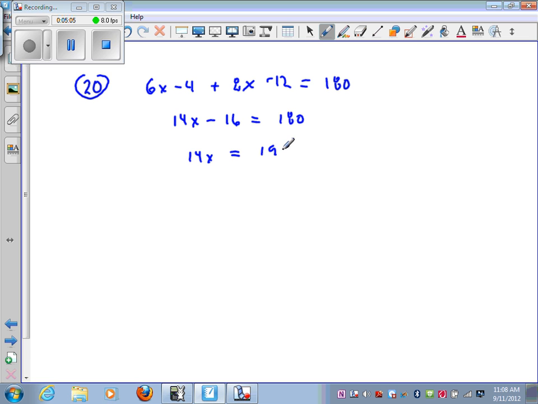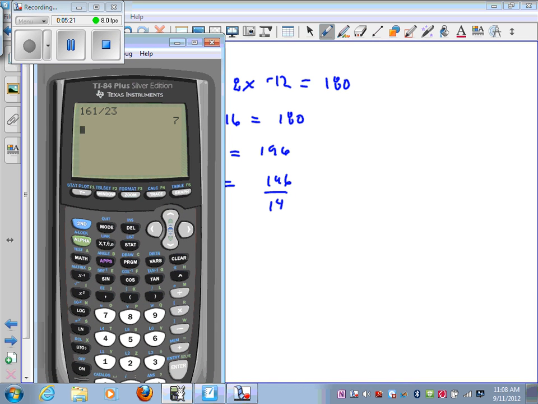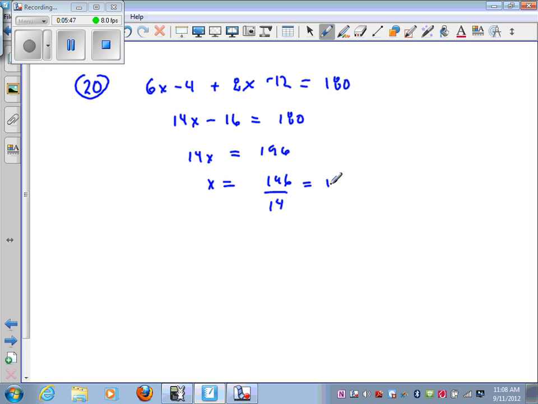So this is 196. So I'm going to do 196 divided by 14. Oops, I didn't get a 1. 196 divided by 14. This is 14, so x is 14.